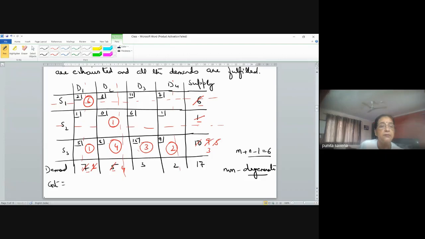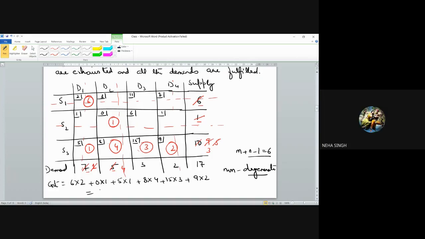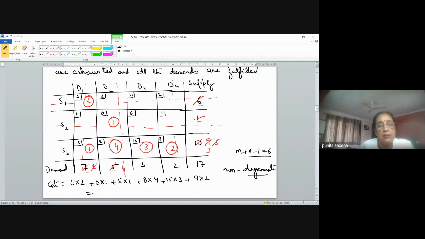But what would be the cost here? The cost would be 6 into 2 plus 0 into 1 plus 5 into 1 plus 8 into 4 plus 15 into 3 plus 9 into 2. Now, quickly, how much is it? 112. Yes. How much was the cost in the earlier case? 116. So this is less than the earlier case.